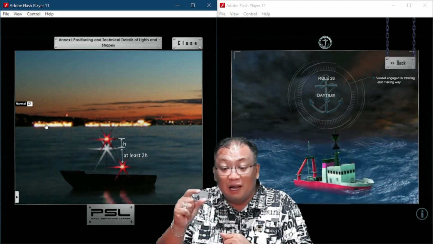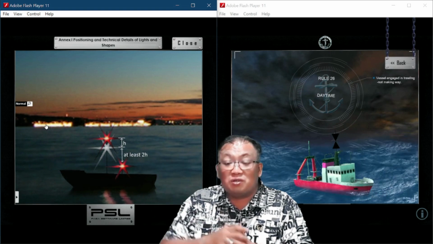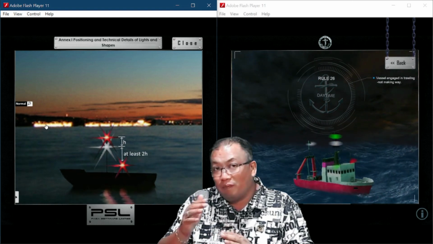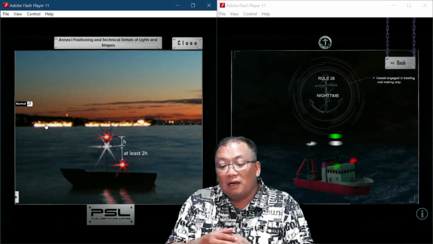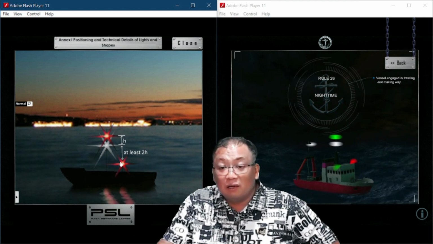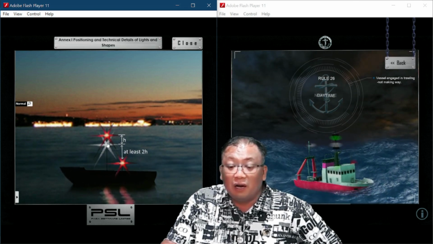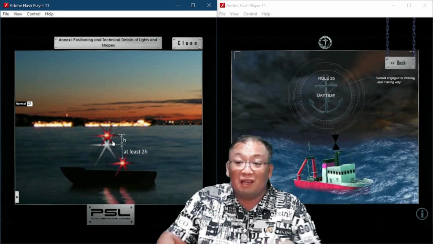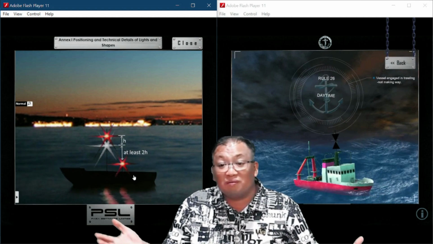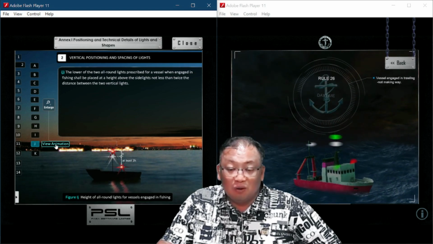If it is engaged in fishing, the height here shall be at least 2 times the height above the hull. So it measures, let's say, above the hull, which is the edge here, from here to the white light is 4. That means the red and white should be 2. Very clear. If this is 1, this is 2. If this is 3, this is 6. So they're talking about proportions here.